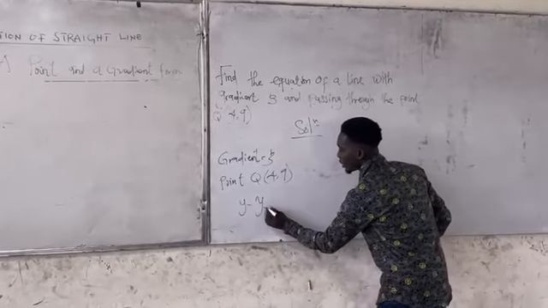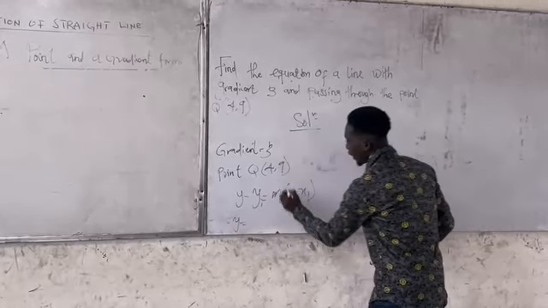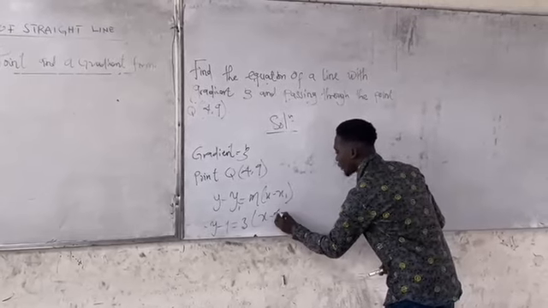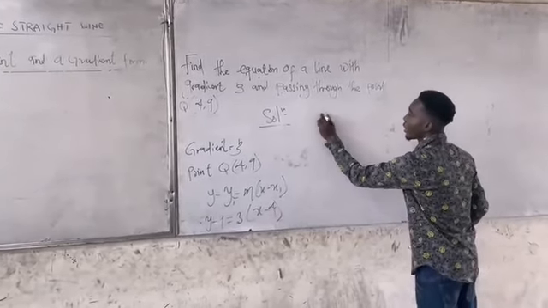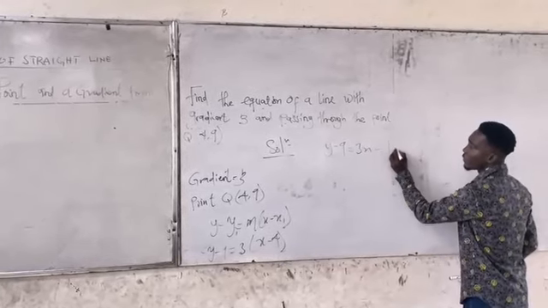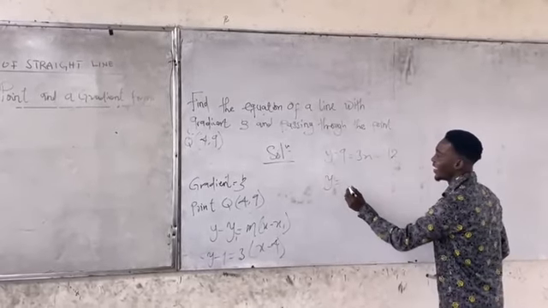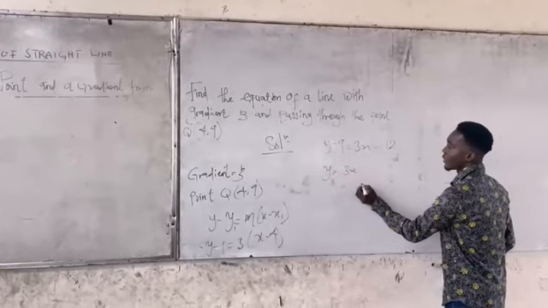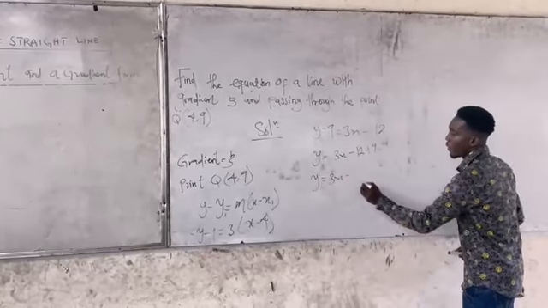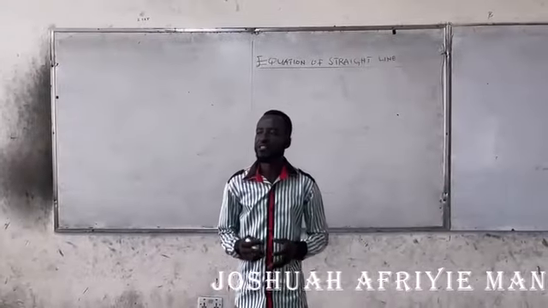Y minus y1 equal to m times x minus x1. So our y1 is 9 and our gradient is 3, and our x1 is 4. So y minus 9 equals 3 times x, which is 3x, minus 4 times 3, which is minus 12. So y equals 3x minus 12 plus 9. So y is equal to 3x minus 3 is our final answer. Now let's continue with the lesson.